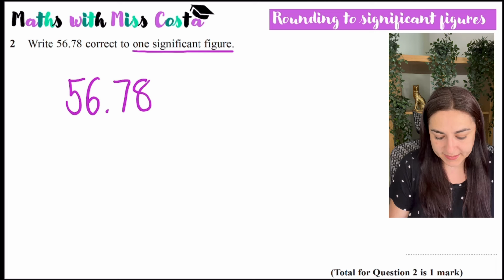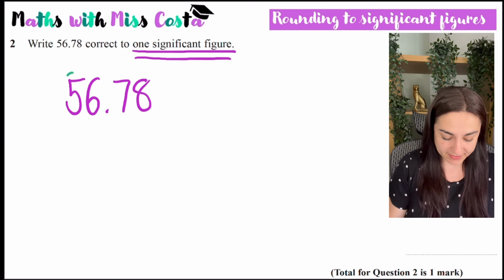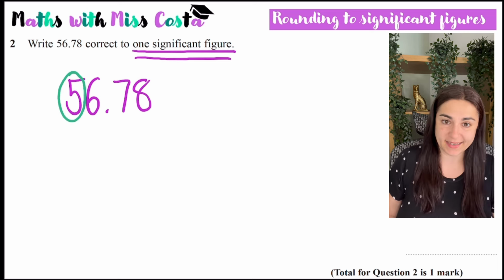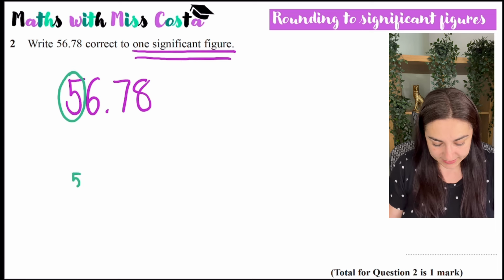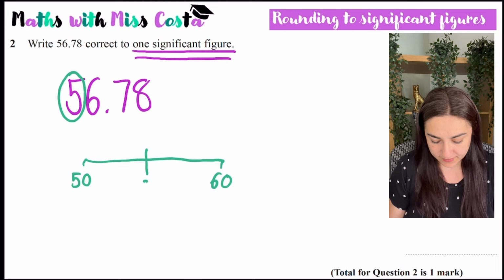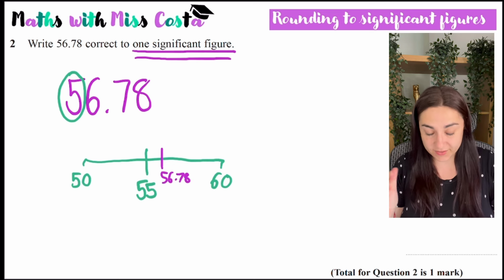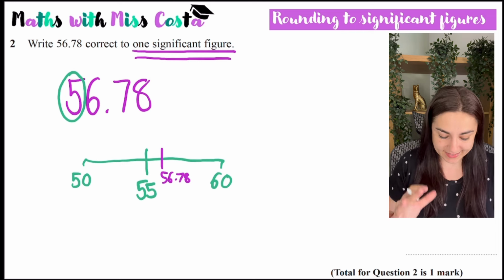56.78 to one significant figure means I circle the first non-zero digit, which is 5. And I'm essentially saying, okay, that's 56. So what tens does that lie in between? 50 and 60. 55 is the halfway point, which is over here. And I know that 56.78 is going to be somewhere roughly over here. So 56 to one significant figure is closer to 60 than it is 50.